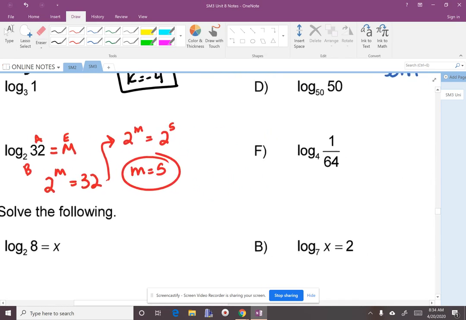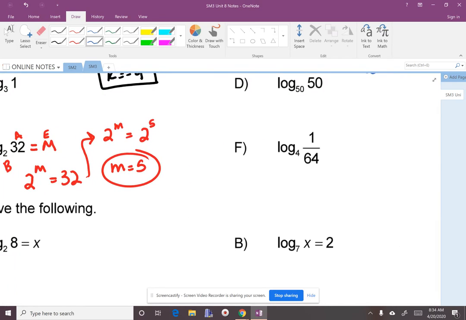Okay? Last one in this section. Same idea. It's a log, so we're going to set it equal to some letter. I'm going to set it equal to p. This is my base, answer, exponent. So I get 4 to the p equals 1 over 64.